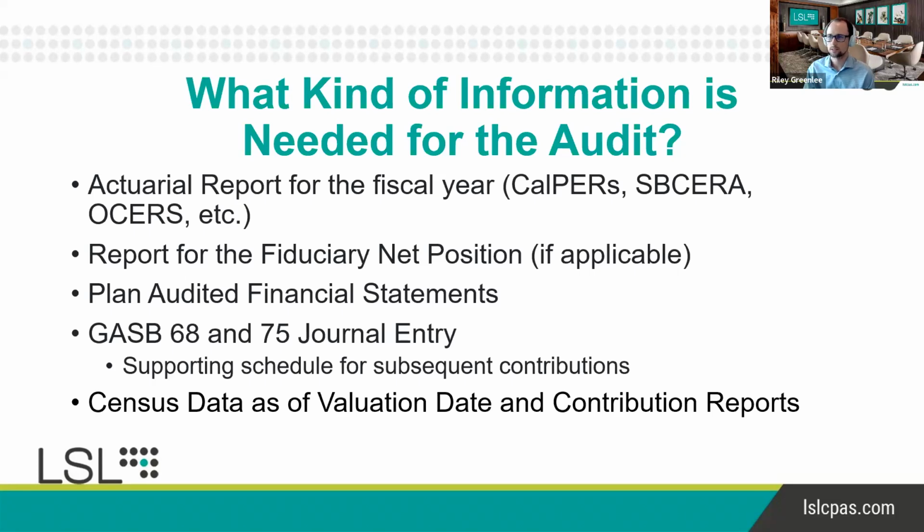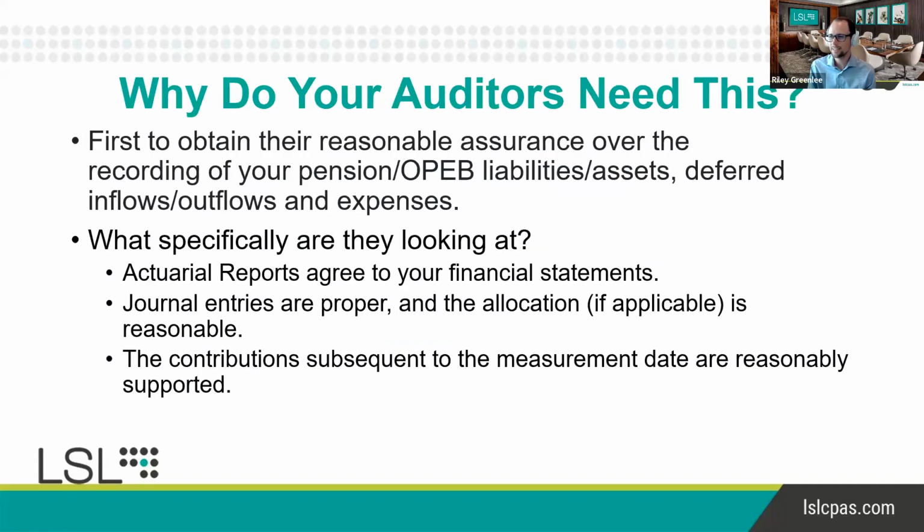So let's jump to the next slide. So why do they need this stuff anyways? I mean, to simply put it, under auditing standards, your auditors have to gain assurance over the pension and OPEB items you book in your financial statements. We want to obtain our reasonable assurance, you hear that thrown around, so that we can give you that clean audit opinion letter that you're going to include in your financial report.